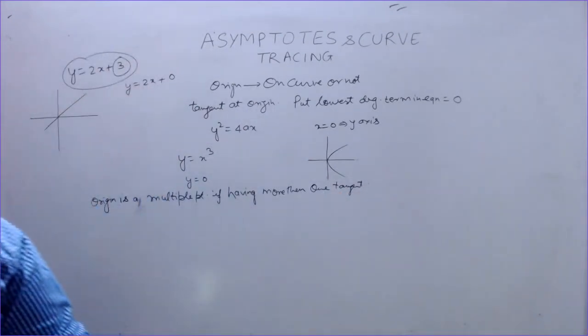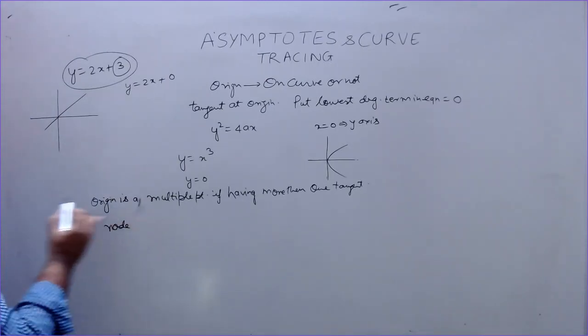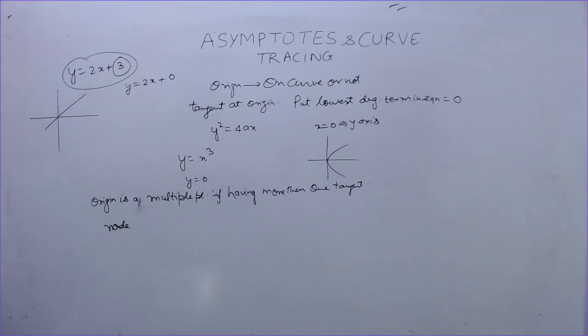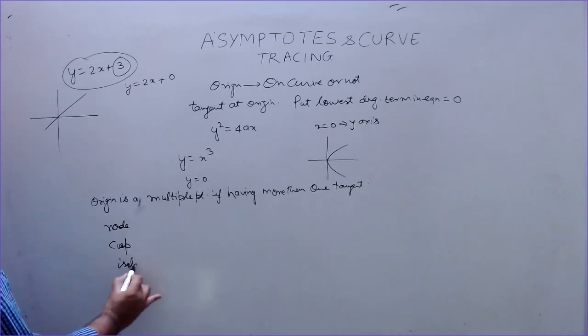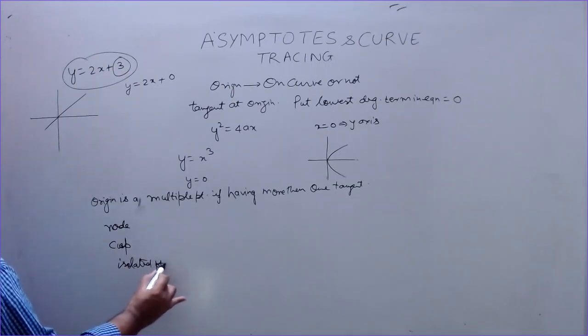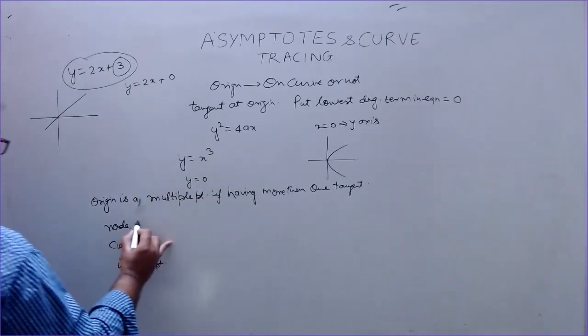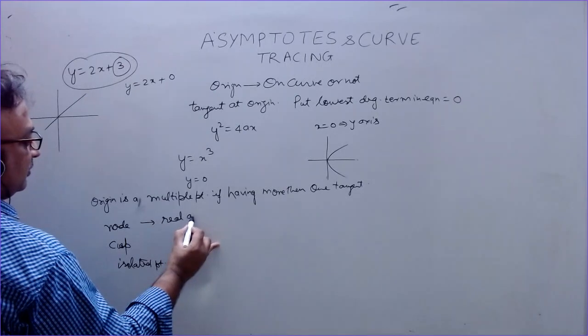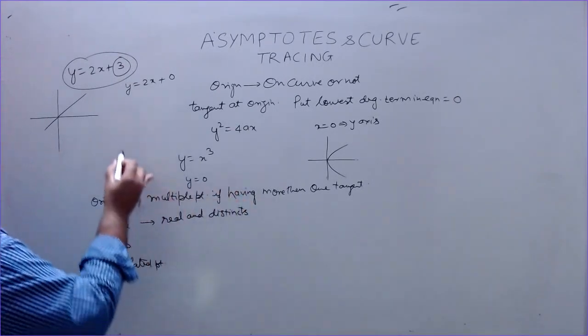And according to different conditions, it is known by different names. This is called node, then this is called cusp or isolated point. If the tangents are distinct, that means you can find the separate equations of these two, real and distinct, then it is called a node. Real and distinct tangents, two separate tangents.